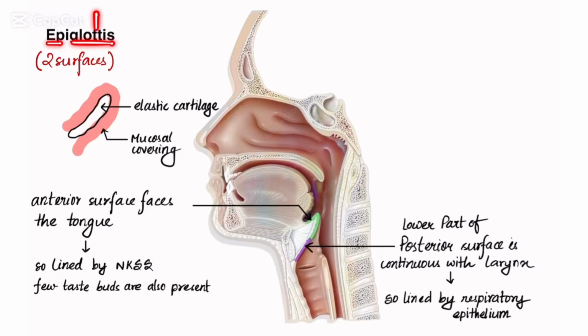Epiglottis is a cartilaginous structure that is present epi, or upon, glottis. Glottis is nothing but an opening for air to enter inside the respiratory tract. And just above the glottis, you can see a leaf-like cartilaginous structure, which is your epiglottis.